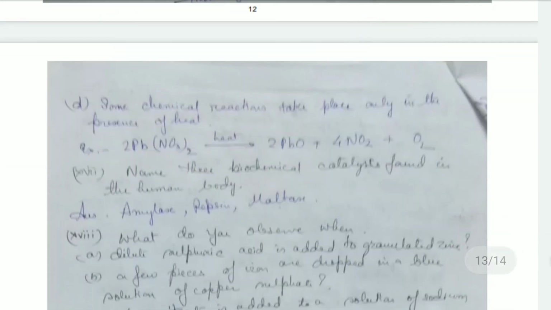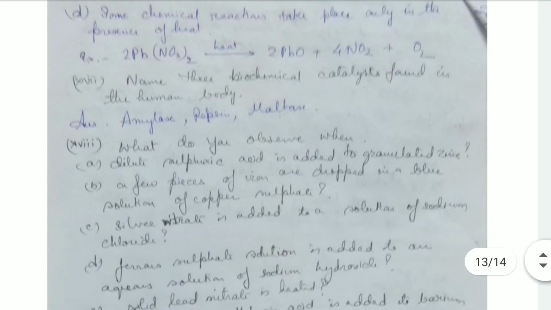Next, we come to some chemical reactions that take place only in the presence of heat. Like lead nitrate, when heat is given to lead nitrate, it decomposes to lead monoxide, nitrogen dioxide, and oxygen is liberated. So this reaction only takes place in the presence of heat. Now, name three biochemical catalysts which are found in the human body: amylase, pepsin, maltase. These are known as enzymes. These are known as biochemical catalysts which are present in the human body.